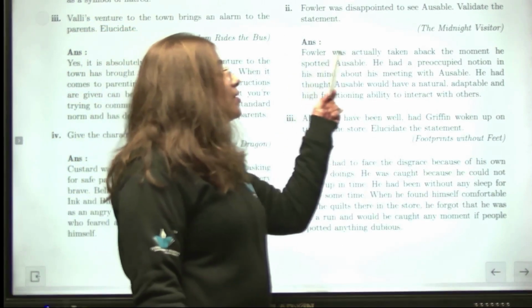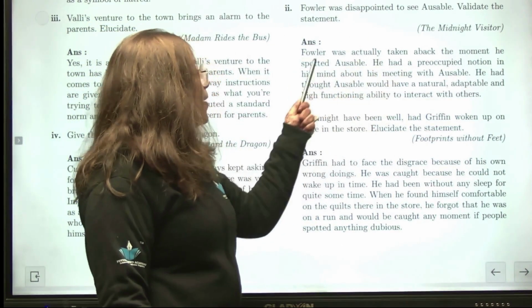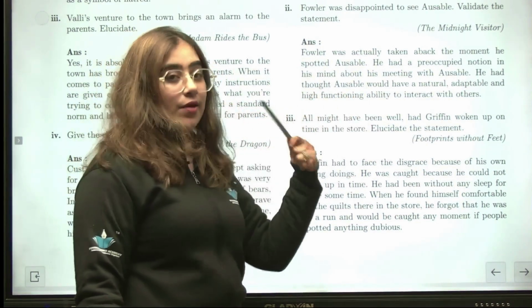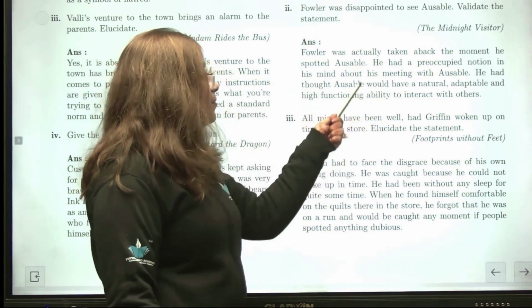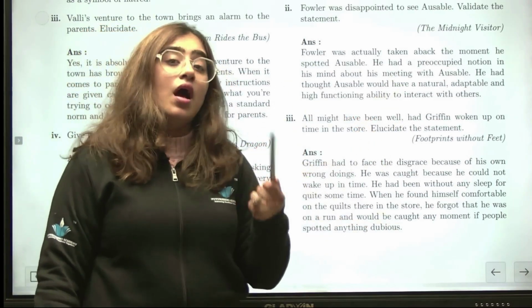Next question is, Fowler was disappointed to see Ossie. Validate the statement. So yes, Fowler was actually taken aback the moment he spotted Ossie. He had a preoccupied notion in his mind about his meeting with Ossie. He had thought Ossie would have a natural, adaptable and high functioning ability to interact with others.